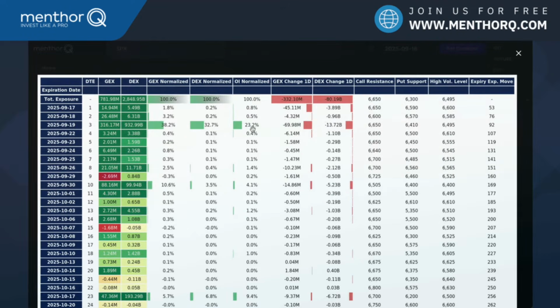So very, very important. Here you can also see the change in gamma and delta over the past day. That means that at the close of yesterday, 69 million of negative gamma has been added for the September 19th expiration compared to the previous day. Overall, we've seen an increase of negative gamma positioning for a value of 332 million compared to the previous day. So again, this can give you some ideas on how the market is positioning themselves and how you could actually read that data.